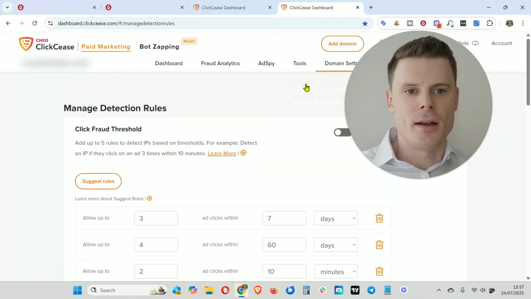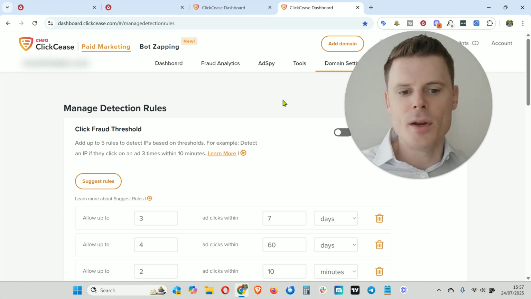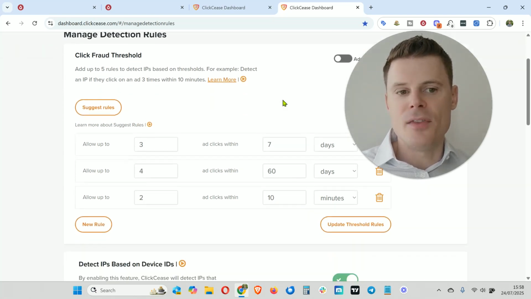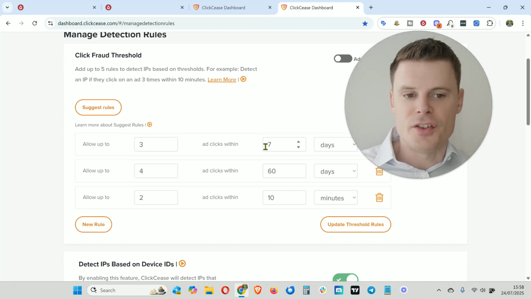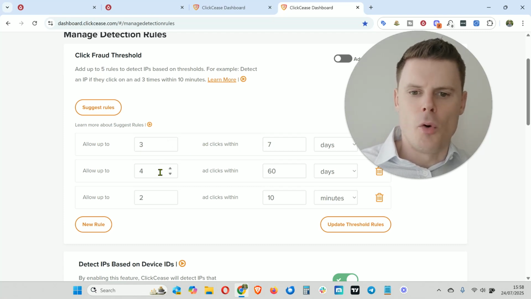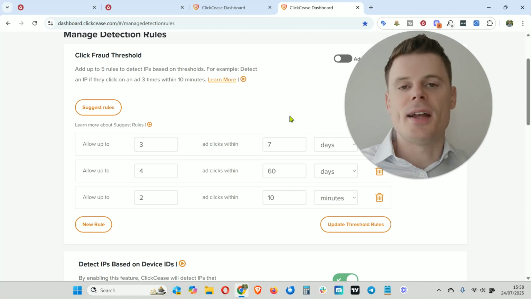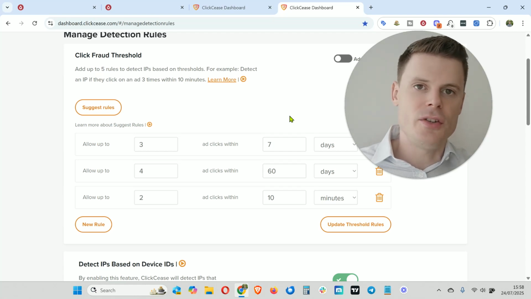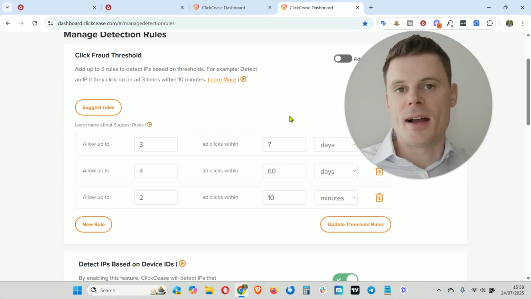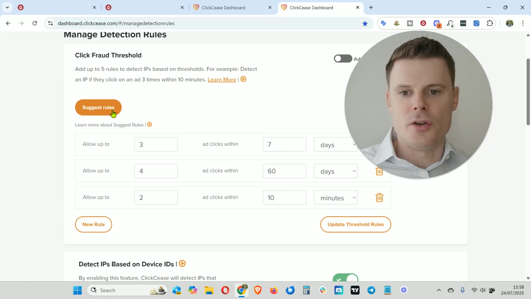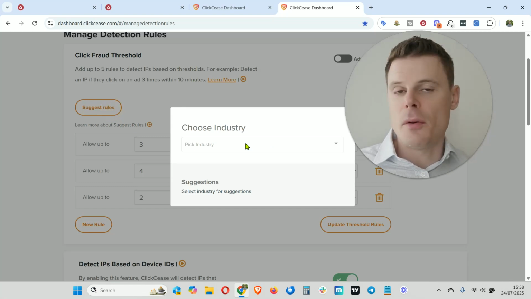and repeatedly wasting the budget. Now, if we look here at some of the settings, in this example, some of those rules for blocking IP addresses are if it goes above 3 clicks within a 7-day period, or for example 4 clicks here within a 60-day period. And so by adjusting these settings, you can tighten up the restrictions and help limit any fraudulent activity that is currently occurring.